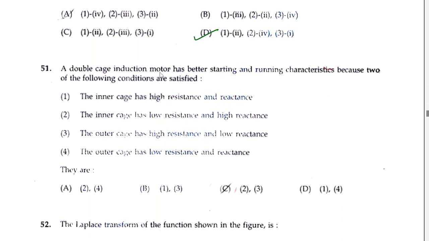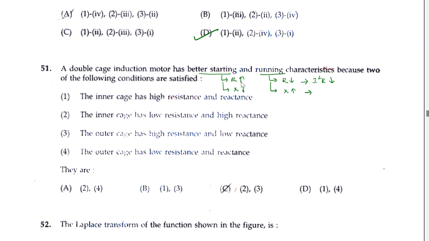The double cage induction motor has better starting and running characteristics because of two of the following conditions. Remember, the starting condition should have high resistance and low inductance or reactance. But the running characteristics of the machine are such that the resistance should be low so that the I square R losses will be less, and similarly the reactance should be more so that the machine converts the energy efficiently.